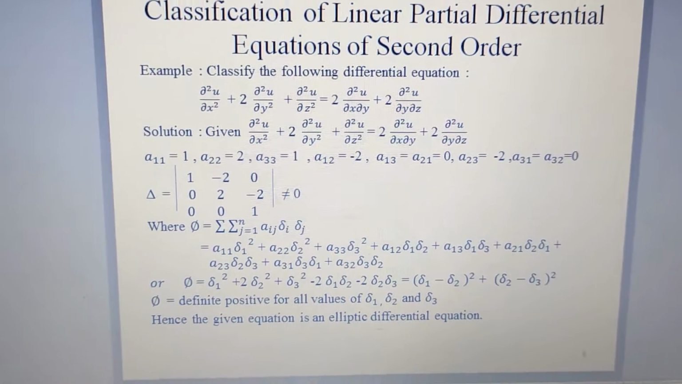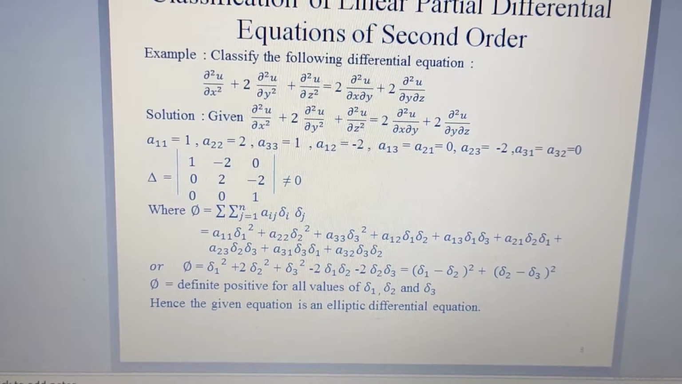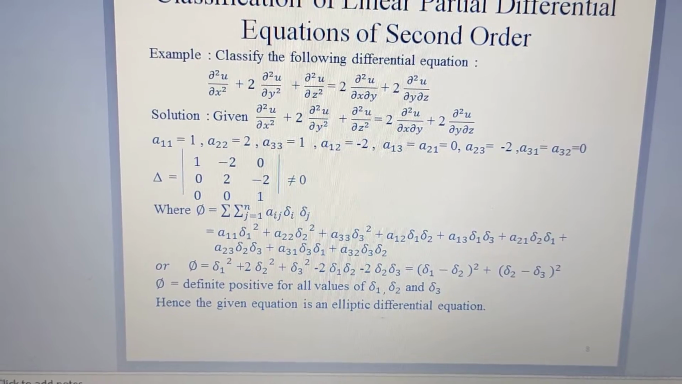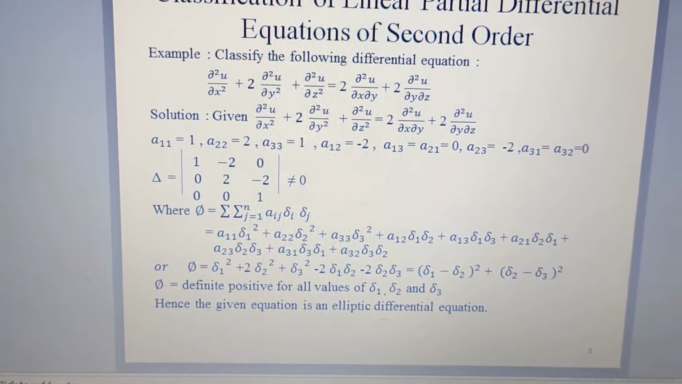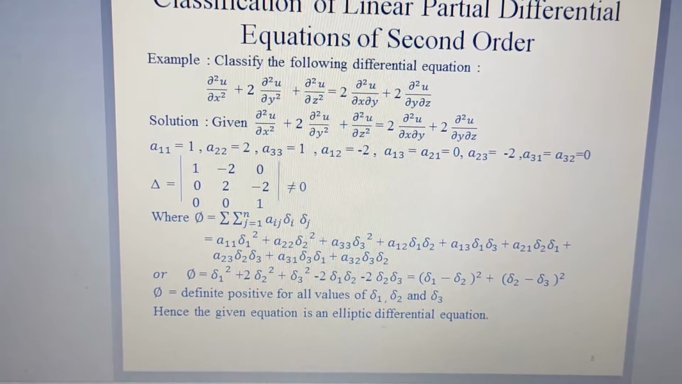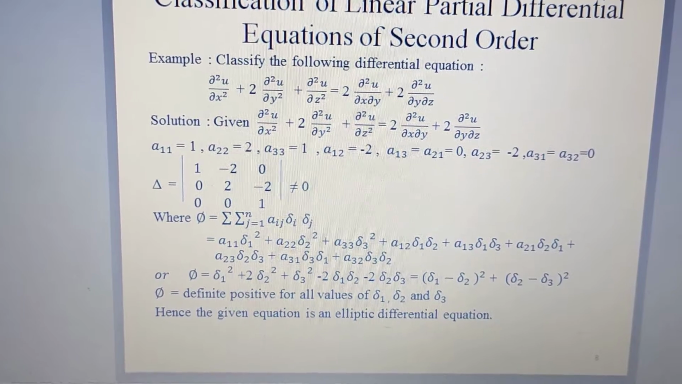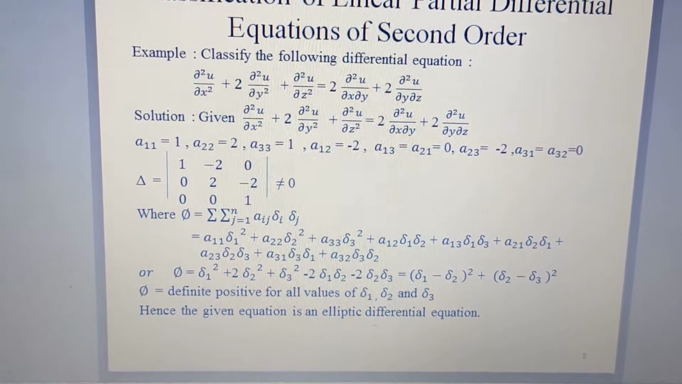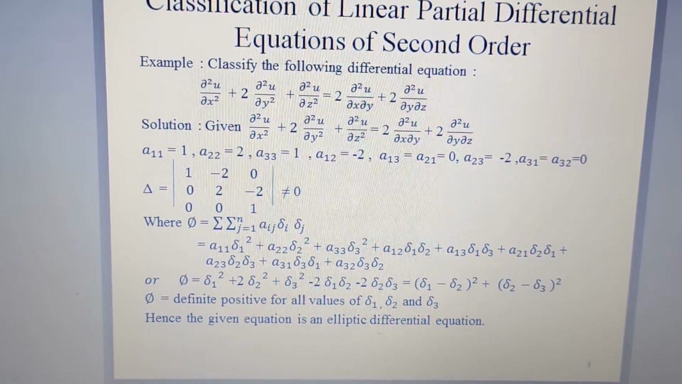Now another example, classify the following differential equation: del 2u upon del x square plus 2 del 2u upon del y square plus del 2u upon del z square is equal to twice del 2u upon del x del y plus twice del 2u upon del y del z. Comparing this with standard form, we have A11 is 1, A22 is 2, A33 is 1, A12 is minus 2, A13, A21 are 0, A31, A32 are 0 and A23 is minus 2. So here the determinant is non-zero.